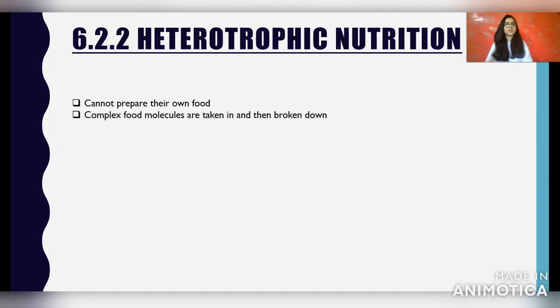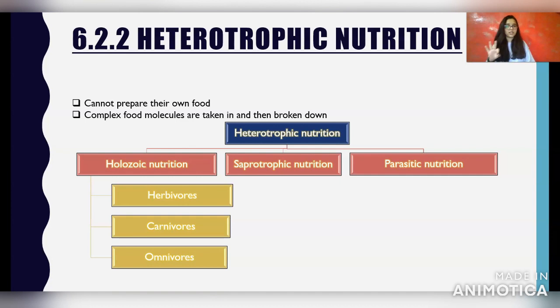In this video, we will be discussing heterotrophic nutrition, the second type of nutrition, in which organisms cannot prepare their own food. Right? The main difference between autotrophic and heterotrophic is about preparing food. Autotrophs can prepare their own food and heterotrophs cannot. In this nutrition, the complex food molecules, that means the bigger glucose molecules, are taken in and then broken down. Now in this nutrition there are three types: Holozoic nutrition, saprophytic nutrition and parasitic nutrition.